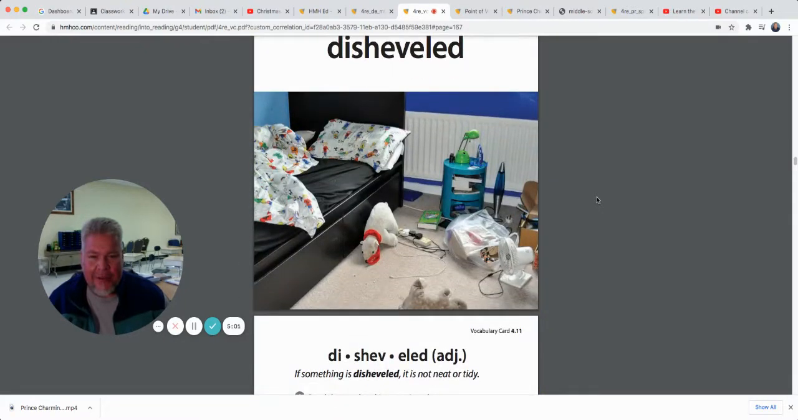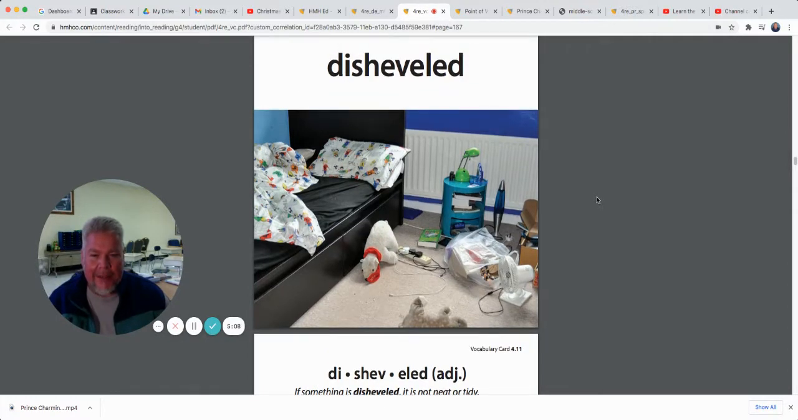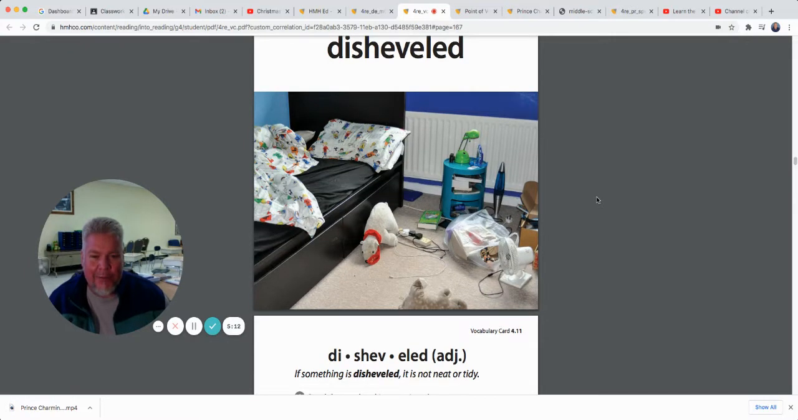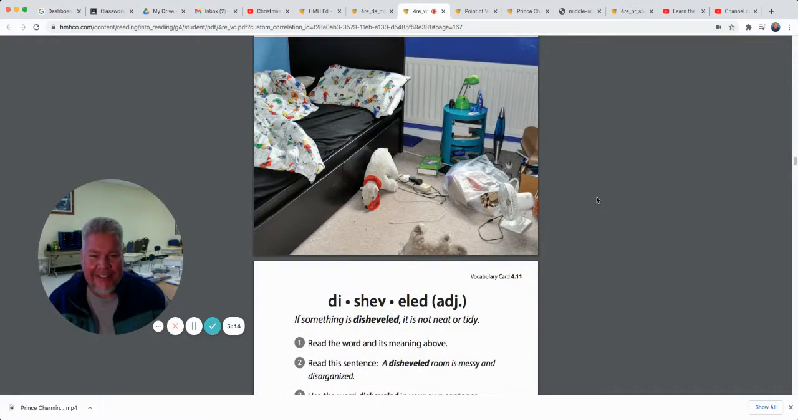Disheveled. Does that look like your bedroom? If something's disheveled, it's not neat or tidy. If you have a disheveled bedroom, then you need to go pick it up. Make your parents proud today. They'll be like, you're not even at school. You're at home. Keep your bedroom neat. Disheveled is messy.